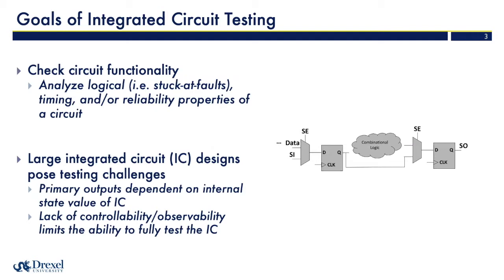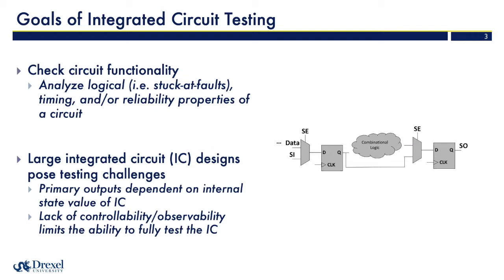So the goals for integrated circuit testing first include checking the circuit functionality, so analyzing logical, timing, or reliability problems or concerns with the circuit, and validating that the circuit is operating as intended. So validating there's no stuck-at faults or reliability problems with regards to process, voltage, or temperatures.